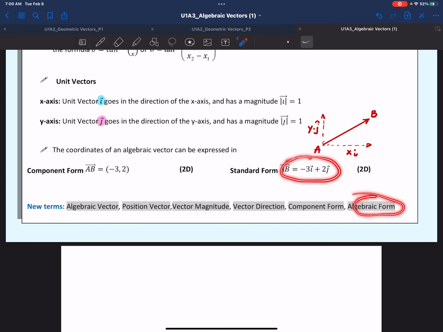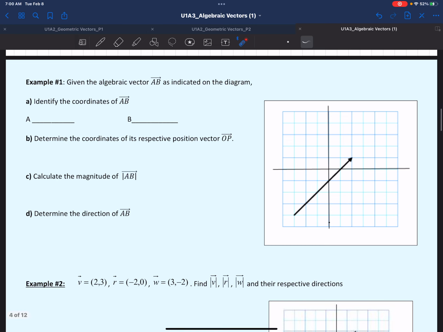So now that we know the language of all the terms that we use when operating with algebraic vectors, we are going to learn how to actually work with algebraic vectors, or operate with them. So let's take a look at example 1. We are given algebraic vector AB as indicated on the diagram. So we have some vector here, so I assume that this would be A and this would be B then. We have to identify the coordinates of AB.